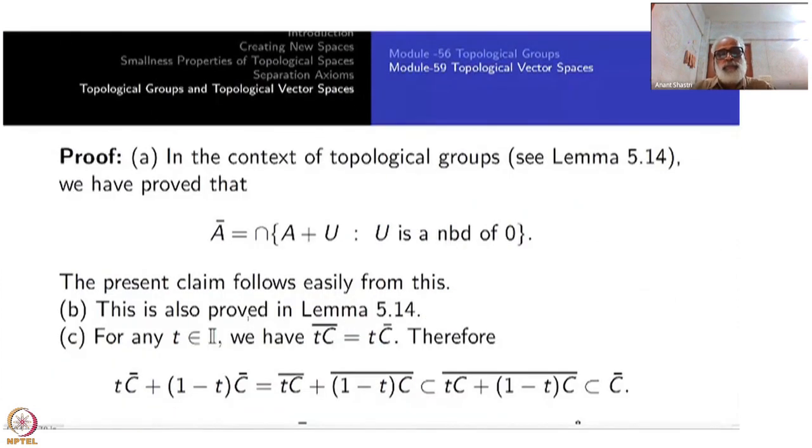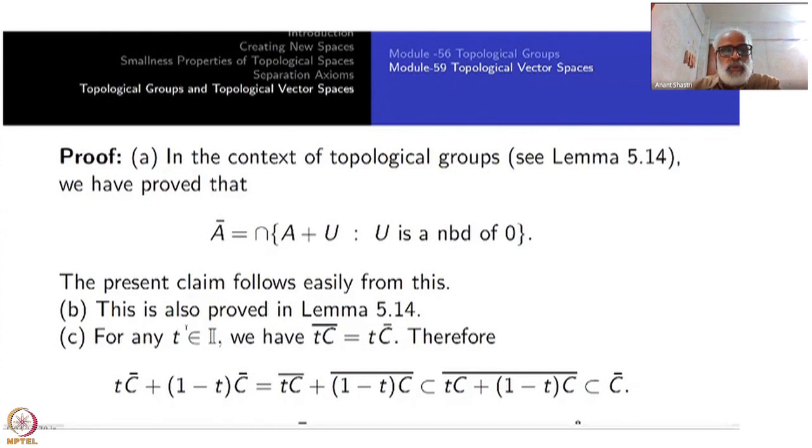So B is directly from lemma 5.14 for products, namely A bar into B bar is contained in AB bar, which will now become A bar plus B bar contained inside A plus B bar.